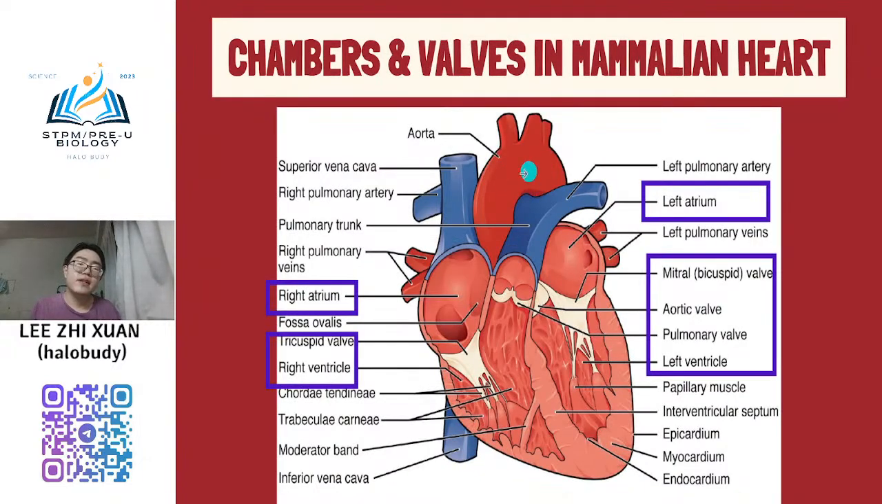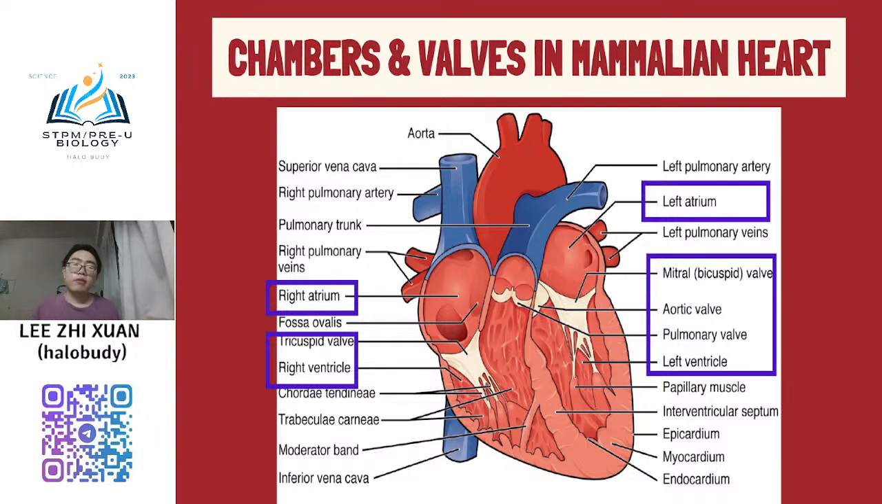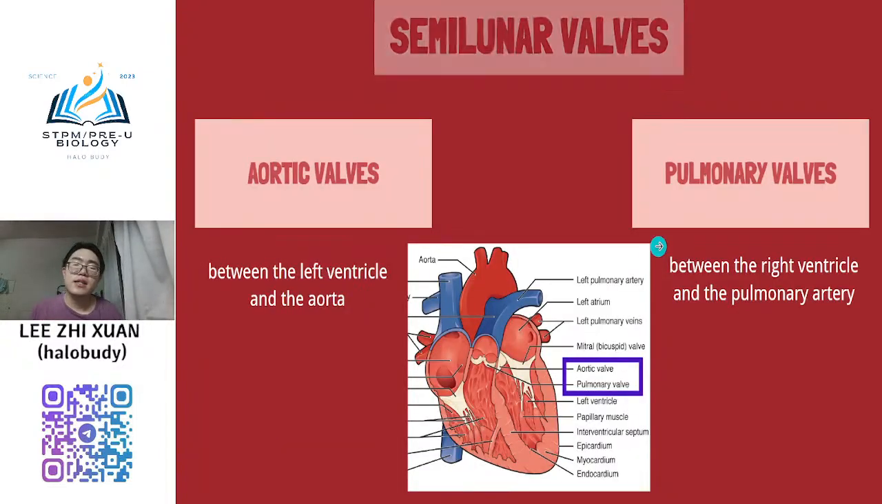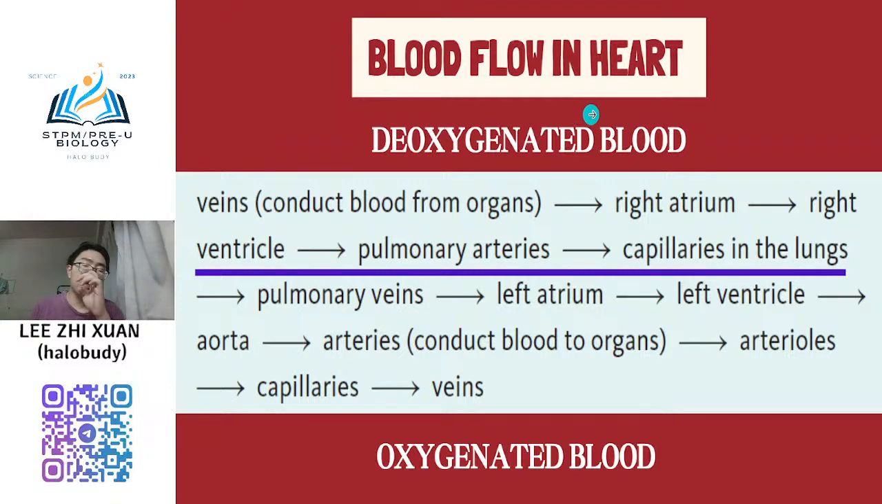So the process is repeated. It will go to the cell tissue, and then oxygen is released, and carbon dioxide is received, and then it will repeat the process until you die. Once you have a heart, it will repeat the process until you die. So this is the normal blood flow in the heart that you should know and you should remember.